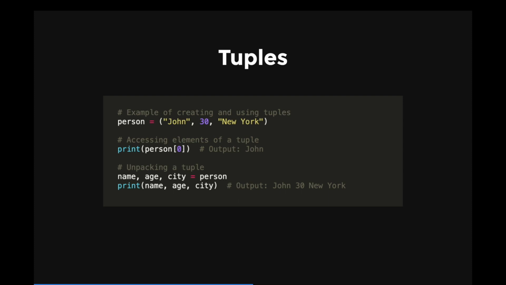You can unpack a tuple. I have three elements in there, so I can say variable name is the first element, age is the second element, and city is the third element, and assign it to the person. So if you say print name, age, and city, it will print John, 30, and New York. So you can use these unpacked tuple variables anywhere you want in your code.